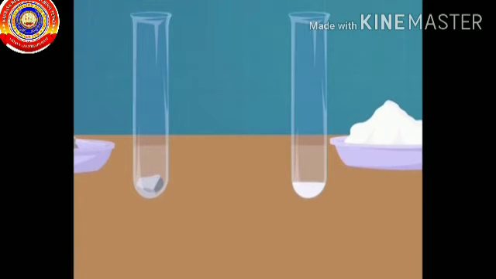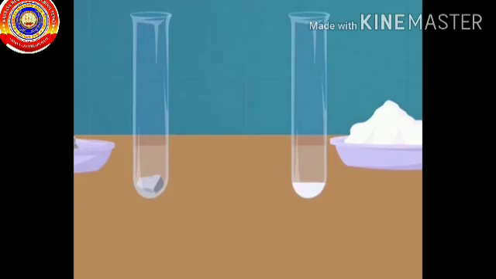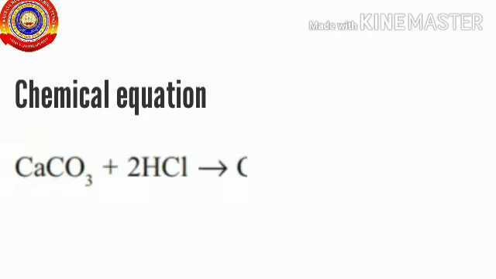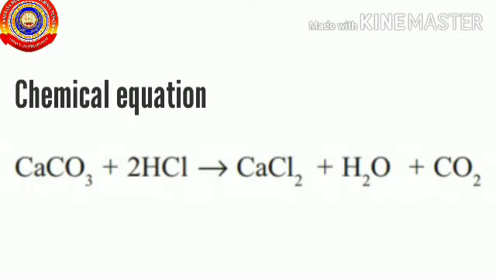Let's see how dilute HCl reacts with the marble piece and with marble powder. We can see that more carbon dioxide bubbles formed in the second test tube than the first one. The chemical equation for this reaction can be written as CaCO3 calcium carbonate plus 2HCl hydrochloric acid gives CaCl2 calcium chloride plus H2O water plus CO2 carbon dioxide.